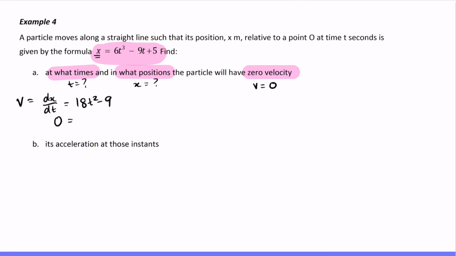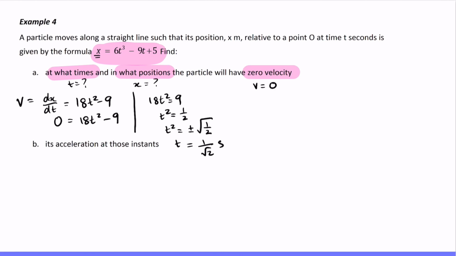Sub in 0 because we want a 0 velocity. I get 18t squared minus 9. What we're going to do is take the 9 over, divide both sides by 2. So we end up with a half, and then I'll take the square root, which is plus minus 1 on root 2. Now, obviously with time, you can't have negative time, so that means the time is going to have to be 1 on root 2 seconds. So that is when our velocity is going to be 0, and that's the time.